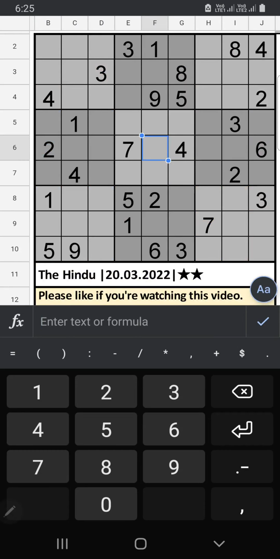Welcome to SkVm Sudoku. I'm going to solve the Hindi newspaper Sudoku Basalan March 20, 2022 2-star Sudoku.